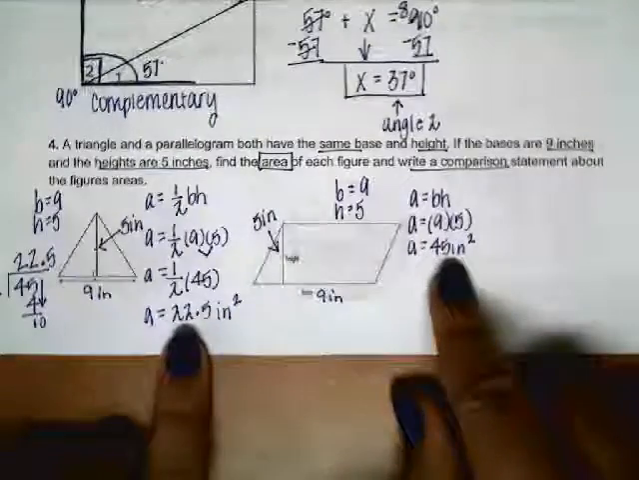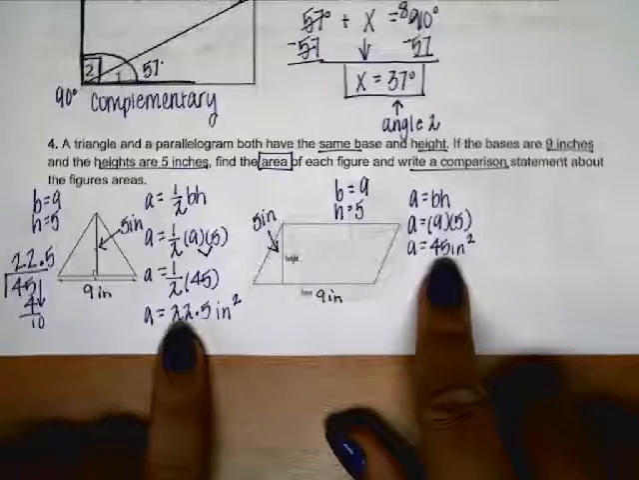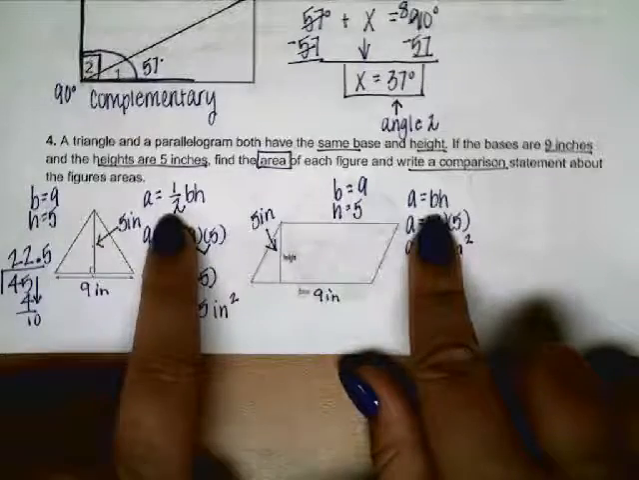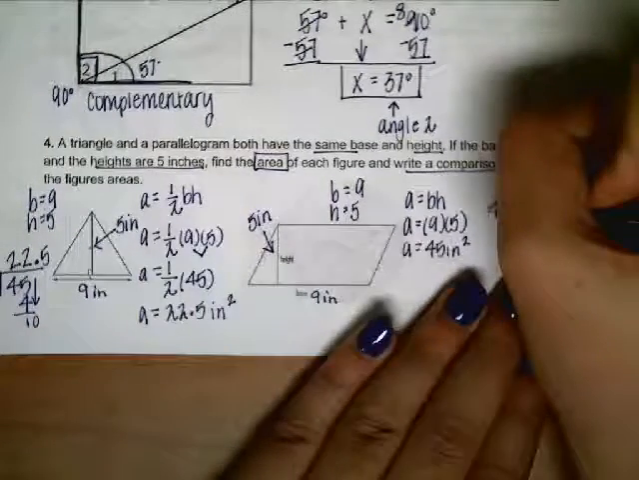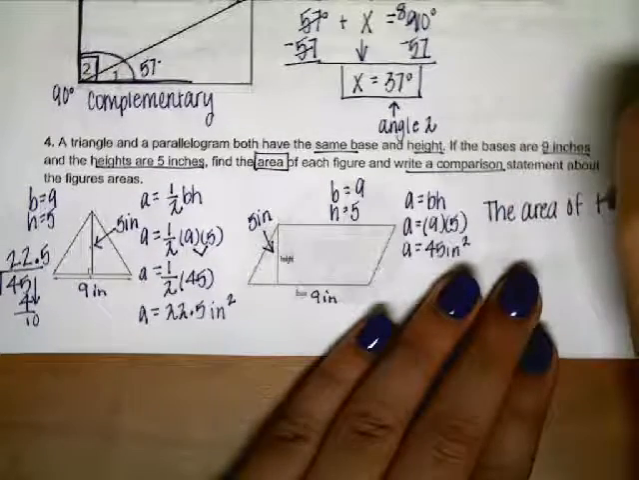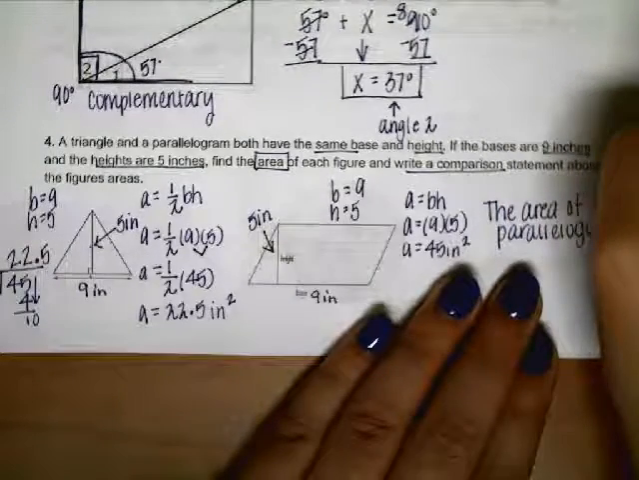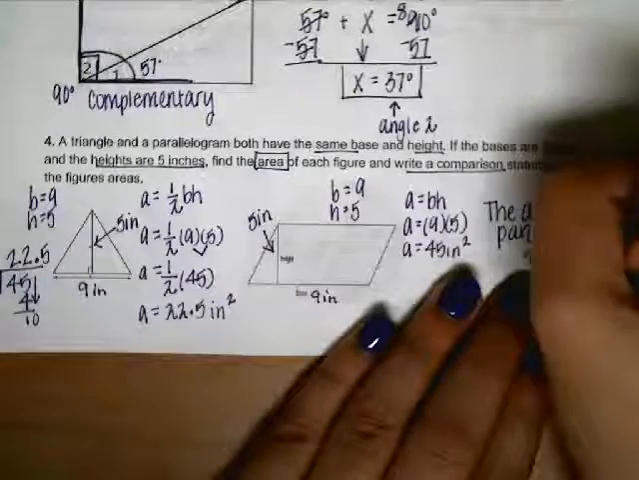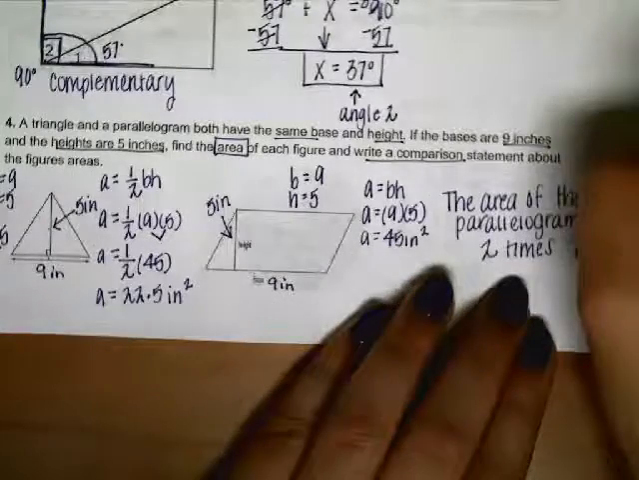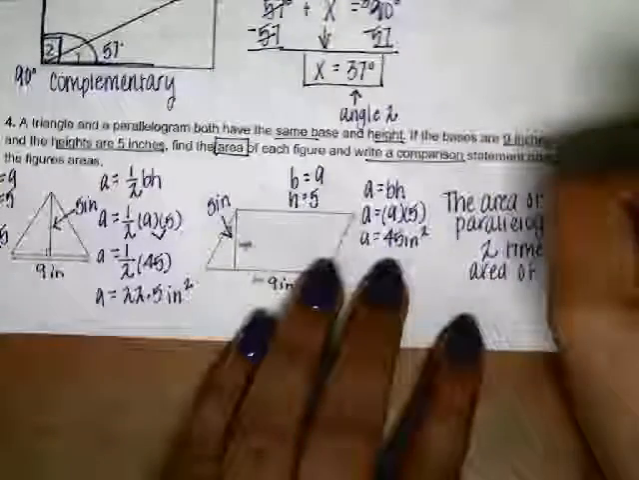Not only do we need to find these areas, but we need to compare the two. What do you notice about these? Well, it has basically the same formula, except with our triangle, we have to divide it by 2. That means the area of the parallelogram is 2 times the area of the triangle.